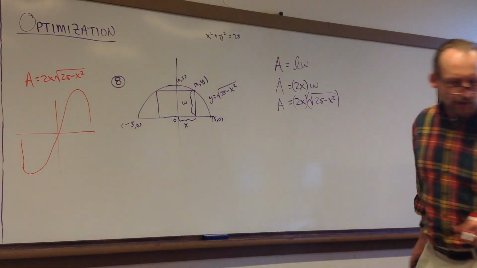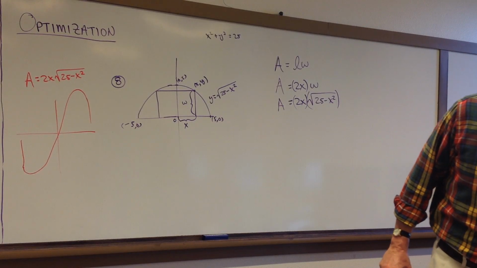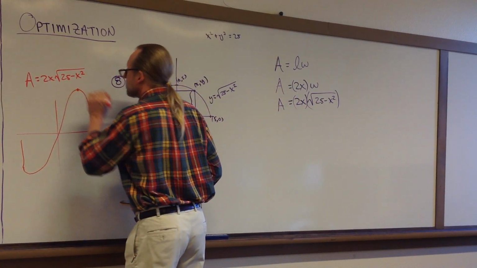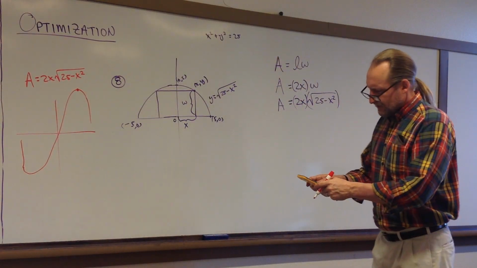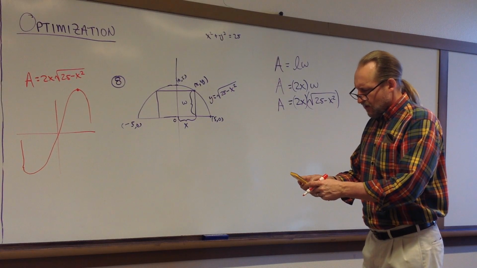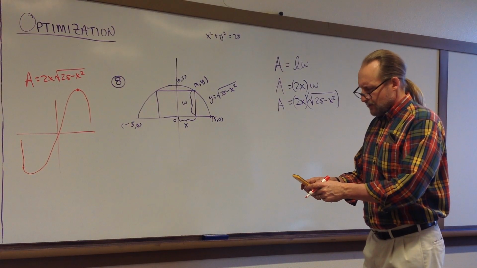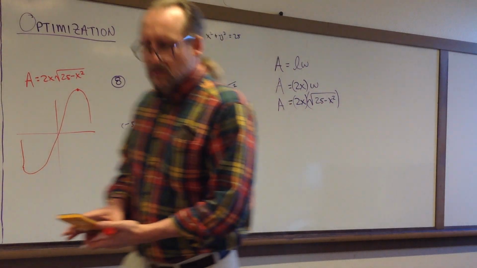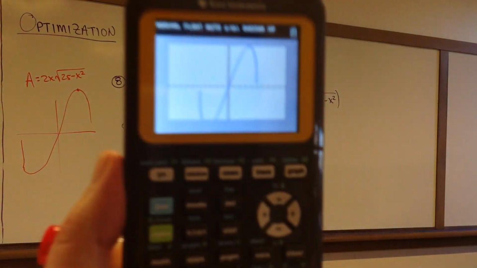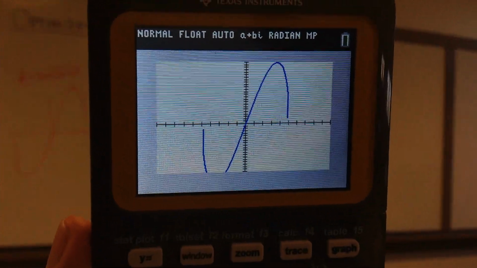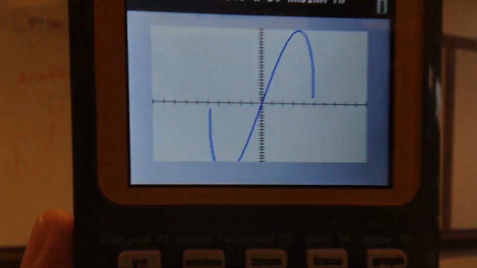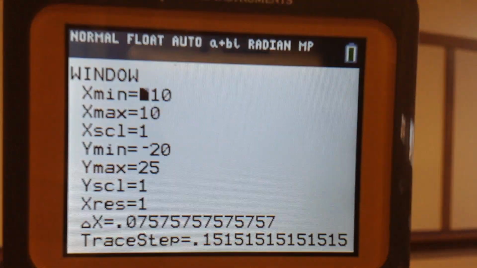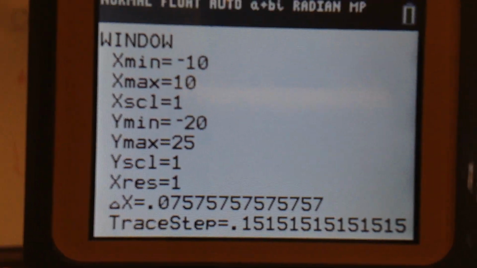Okay. So let's see here. What do we want? For what value of x is the area largest? That's this point right here. That's still not on my screen. So I've got to go into the window and make my y maximum even larger. Okay, so there we go. So now I've got this set up. My screen is set up so that y maximum is at 25, so that we get a good look at that.